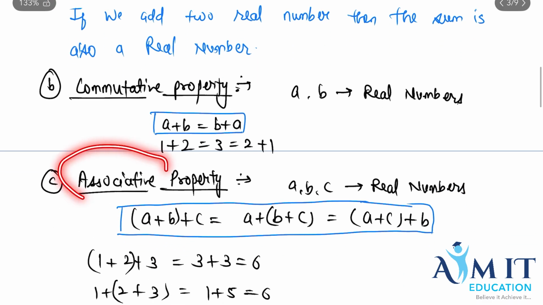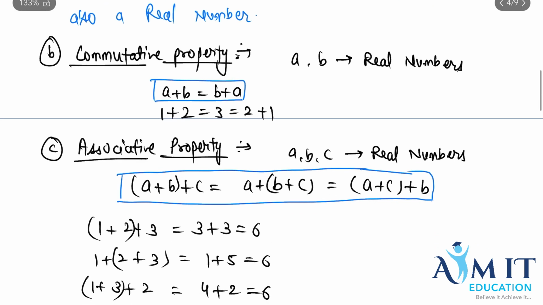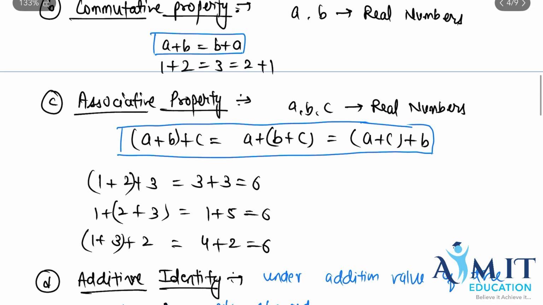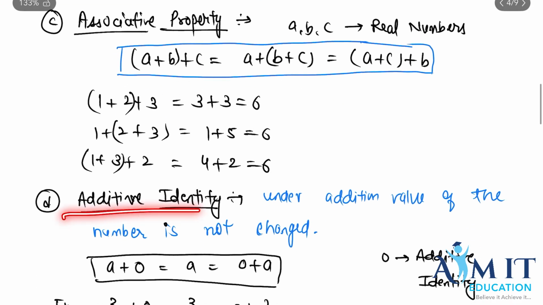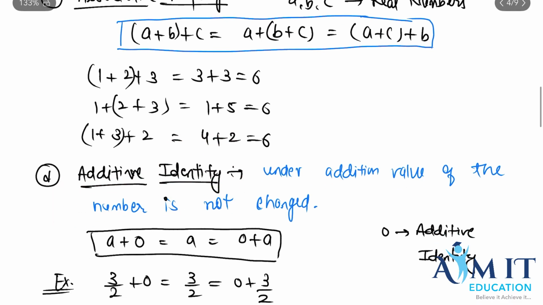Next is associative. Associative is the extended form of the commutative property. Commutative is only for two numbers and associative is for more than two numbers. So we can change the order for more than two numbers under addition. Then it is the associative property. Then we have additive identity. Identity means which is not changed. So just remember, identity means which is not changed.